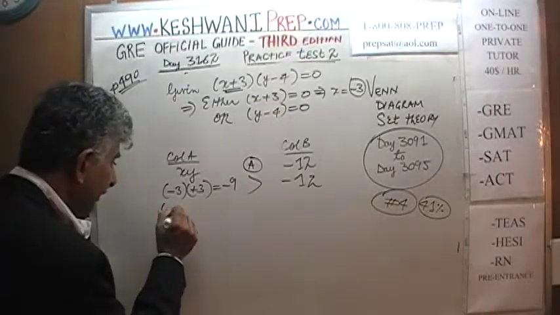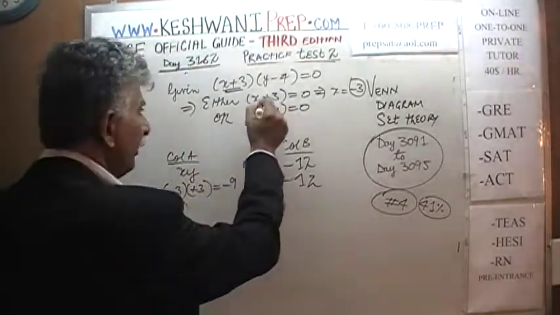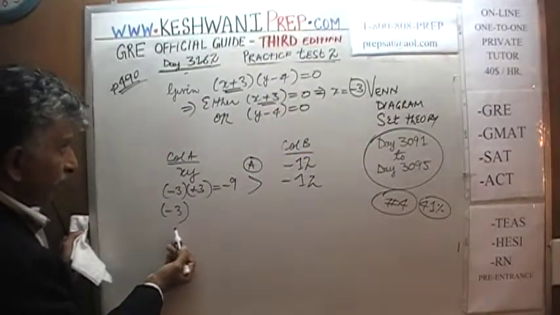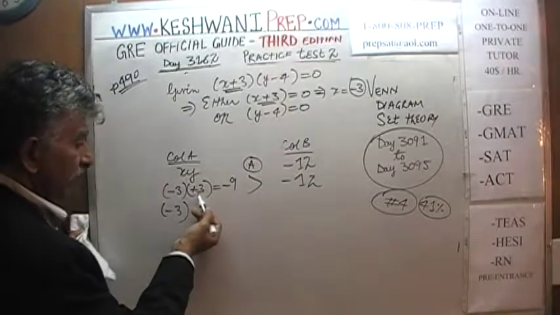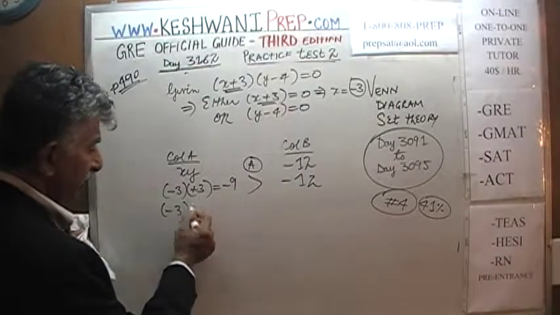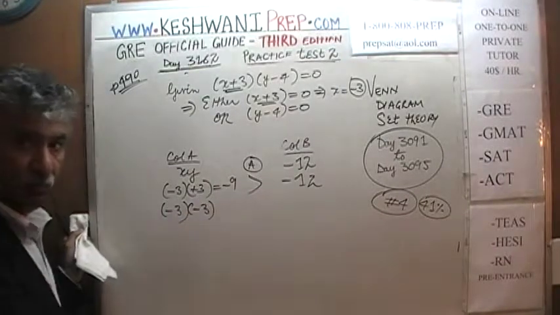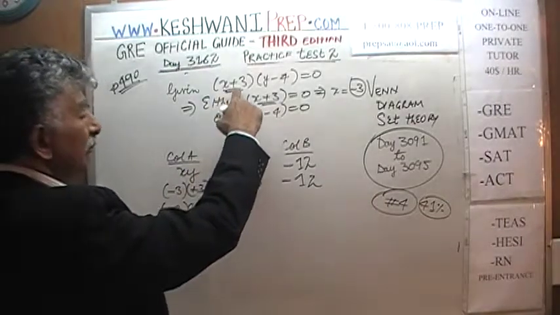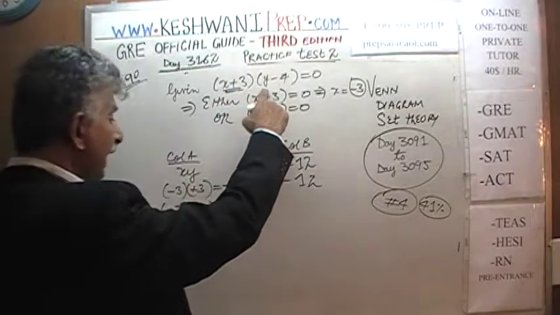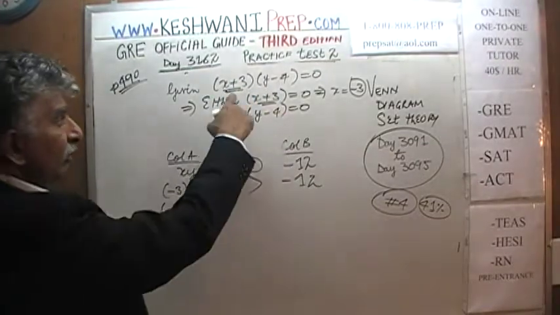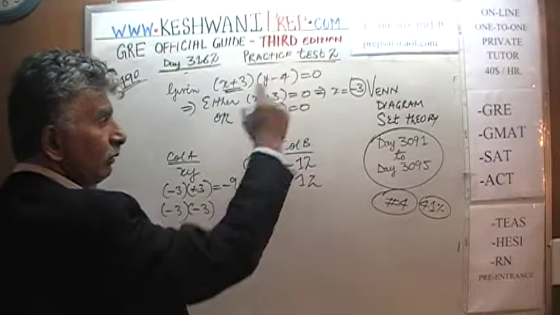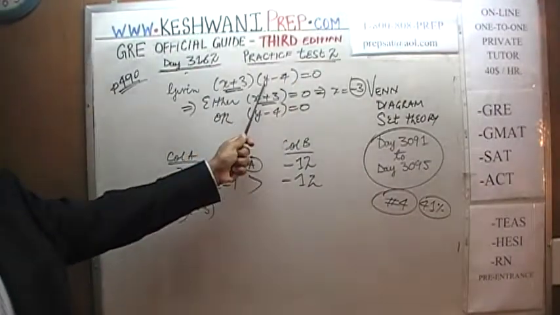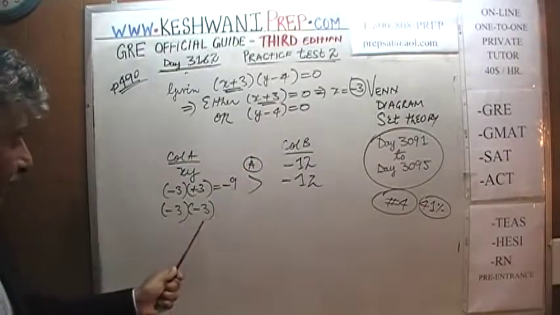Maybe x is negative 3? Not maybe. If this quantity happens to be 0, that implies x is negative 3. So it doesn't matter what y is. Maybe y, instead of being positive 3, is negative 3. Also, x is negative 3, in which case negative 3 plus positive 3 will be 0, and y is also negative 3. So here we have 0 times negative 7, which will be 0. Once x is negative 3, it does not matter what y is. It plays no role. So maybe that is possible.